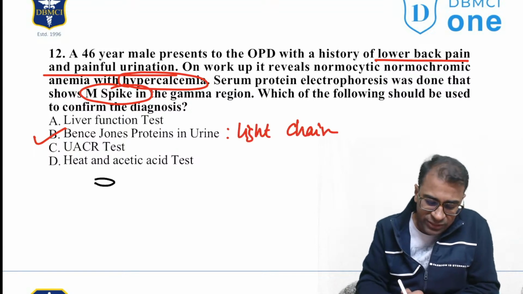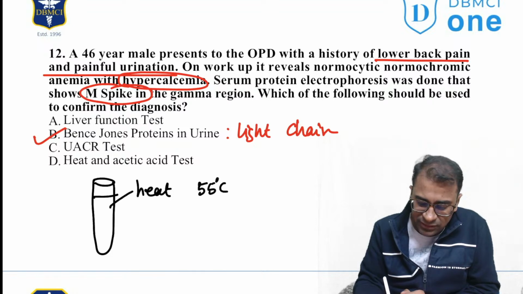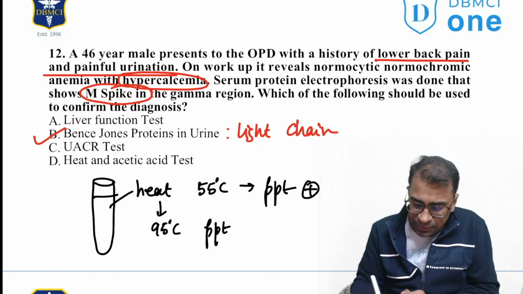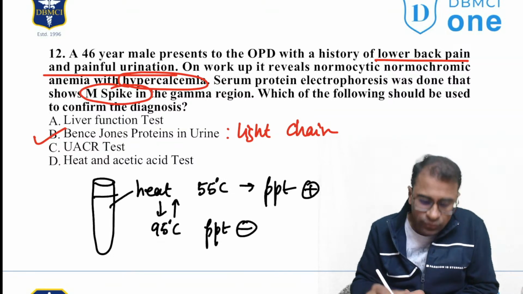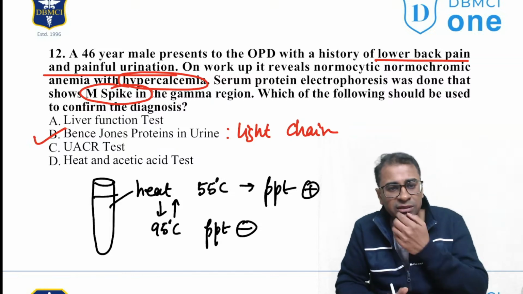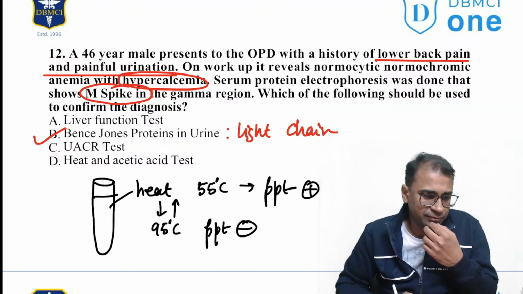You take a urine sample in a test tube. When you heat it at 55 degrees Celsius, you see a precipitate. When you further heat to 95 degrees Celsius, the precipitate disappears and it becomes negative. Again you cool it, it appears. You heat it, it disappears. This typical finding is referred to as Bence Jones protein. Okay?